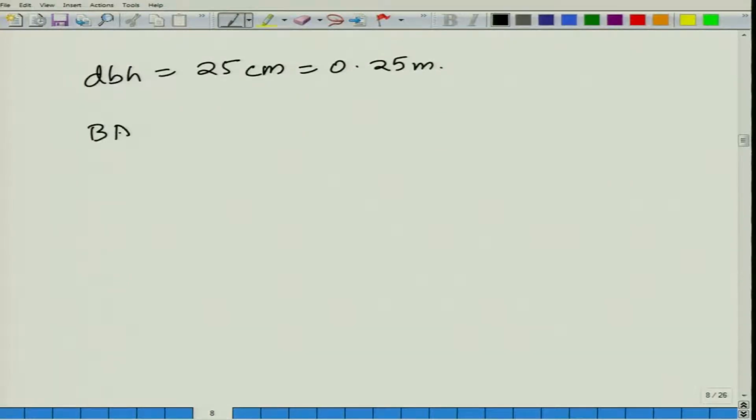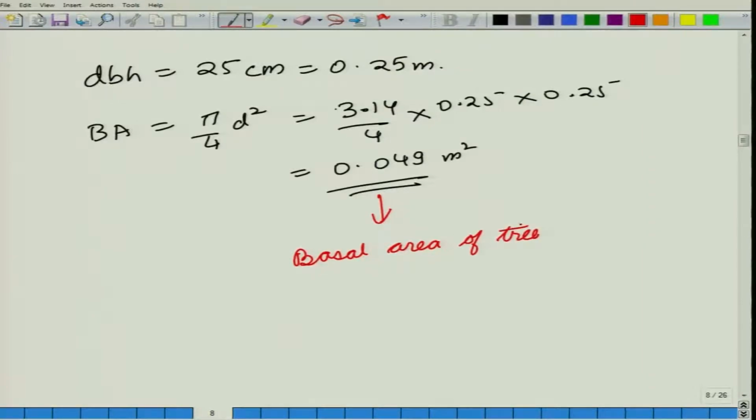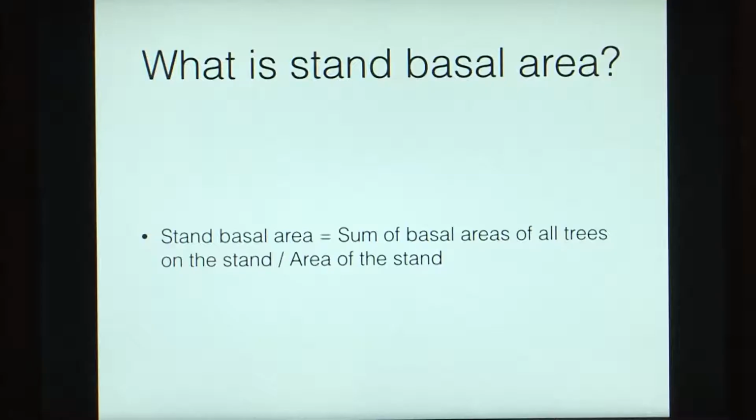Now the basal area will be given by pi by 4 d square, which is equal to 3.14 by 4 into 0.25 into 0.25, which is equal to 0.049 square meter. So this value of 0.049 square meters is the basal area of the tree. So it is simple to calculate. So now let us move to another topic.